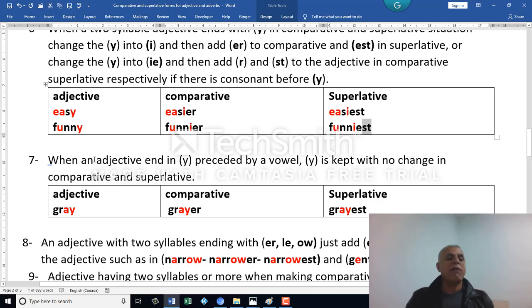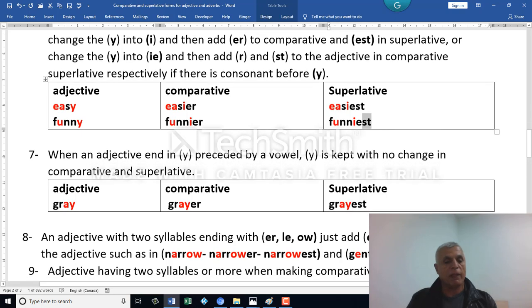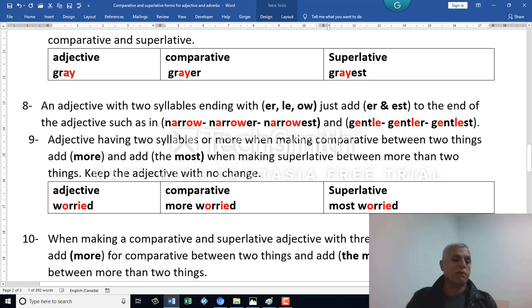Okay, when we have an adjective ending in y preceded by a vowel, y is kept with no change in comparative and superlative. For example, look here. We have an adjective, then we have a vowel, then y. Before y we have a vowel, so we don't change this y to ie or i. In comparative, we just add er to it, and in superlative, we just add est to it. Okay? Then we say gray, grayer, then grayest.